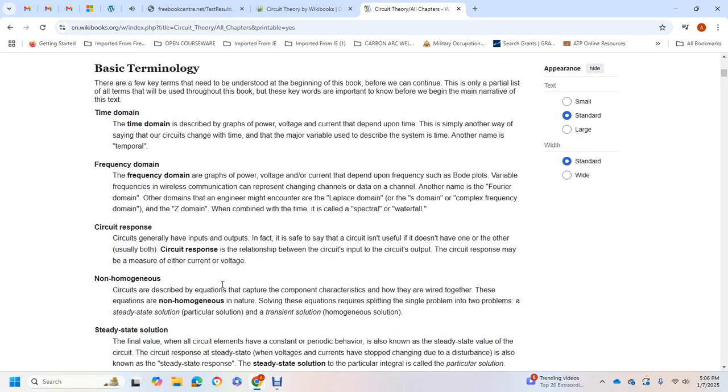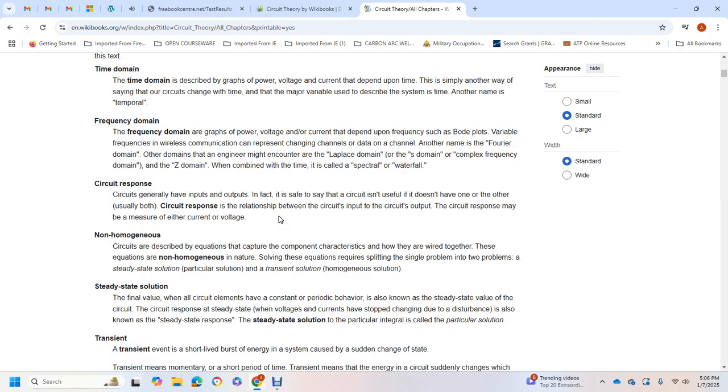Circuit responses generally have inputs and outputs. In fact, they say that a circuit isn't useful if it doesn't have one or the other, usually both. Circuit response is the relation between the circuit input and the circuit output. The circuit response may be the measure of either the current or voltage.